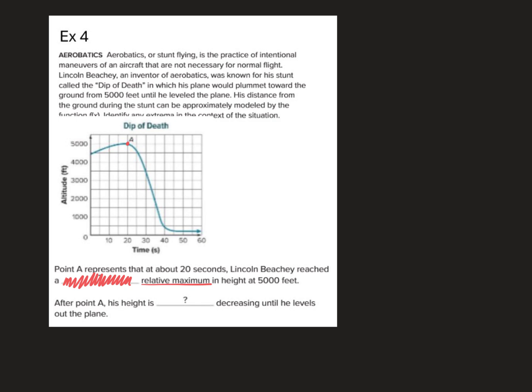After point A, his height is, and they did it again. So can you tell this is his height? What's happening to his height here? It is decreasing until he levels out the plane. So scribble that out. The answer is decreasing there. I'm sorry about that. I should have read that example more closely.